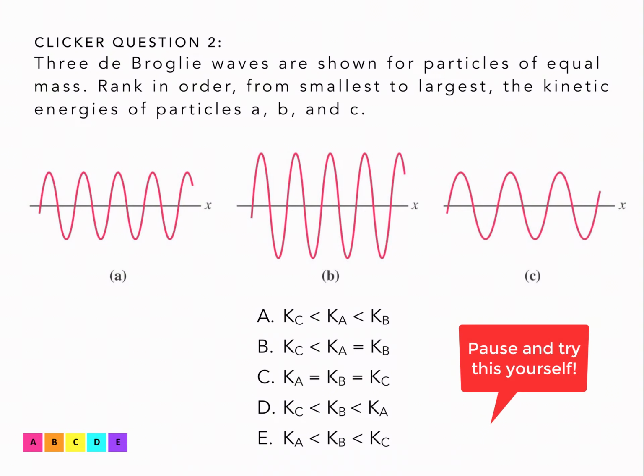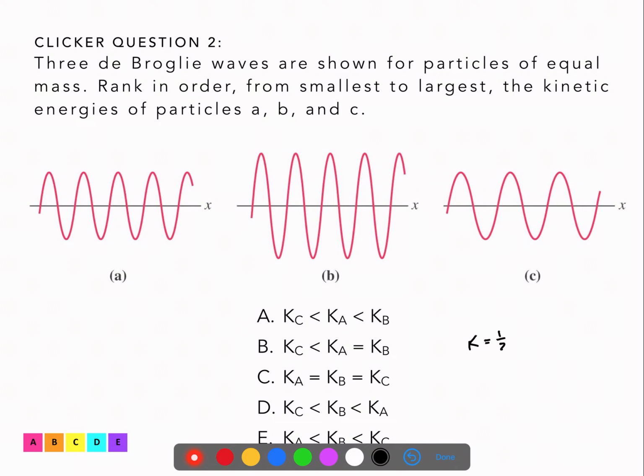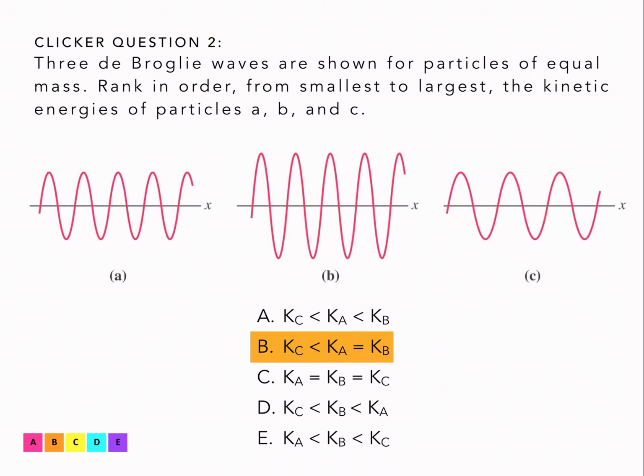Here's another question. Please take a minute and try this out, and then we'll talk about it. So basically, this is the kinetic energy. Remember, kinetic energy is 1/2 mv squared. So it should go the same way as speed since we know the masses are all the same. So that's going to be B again, because we know if C is the slowest and A and B have the same speed, then C should have the least kinetic energy and A and B should have the same kinetic energy.